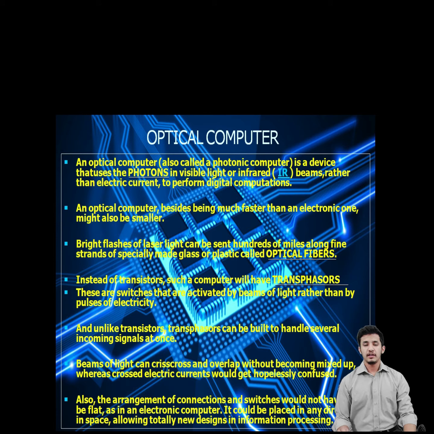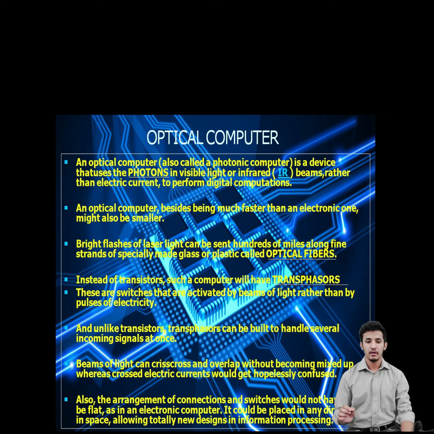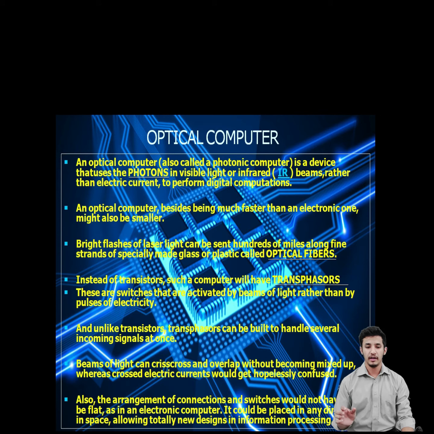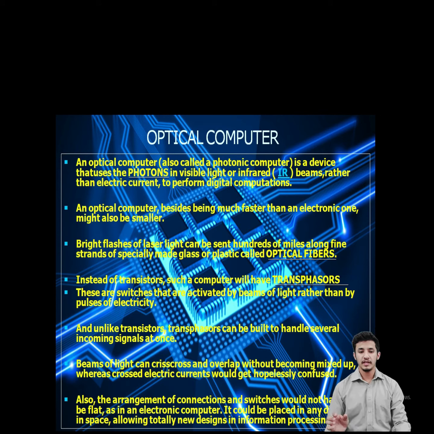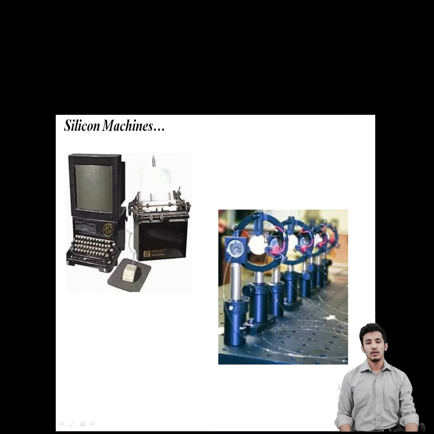These are switches that are activated by beams of light rather than pulses of electricity. And unlike transistors, transphasers can be built to handle several incoming signals at once. Beams of light can crisscross and overlap each other without being mixed up, whereas crossed electric currents would get hopelessly confused. So also, the arrangement of connections and switches would not have to be flat, as in an electronic computer. It could be placed in any direction in space, allowing totally new designs for information processing. Optical fiber cables are made of glass or plastic, as you can see in the diagram above. So these are the old-fashioned and retro silicon machines.